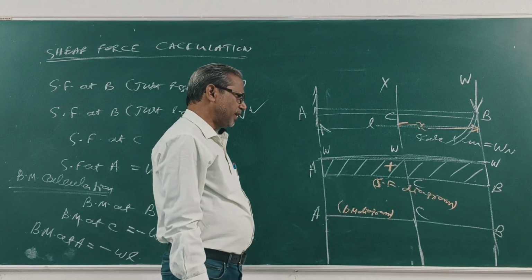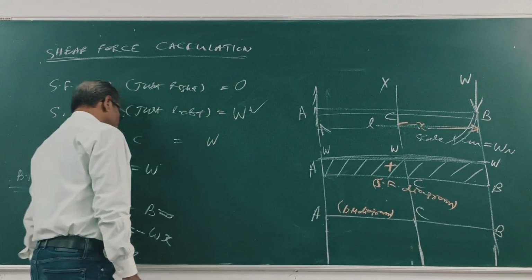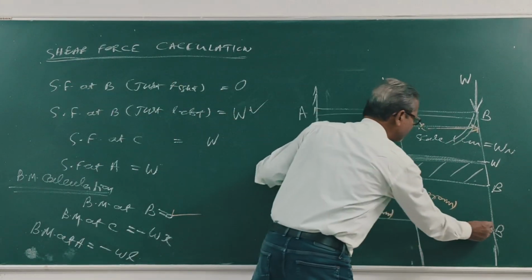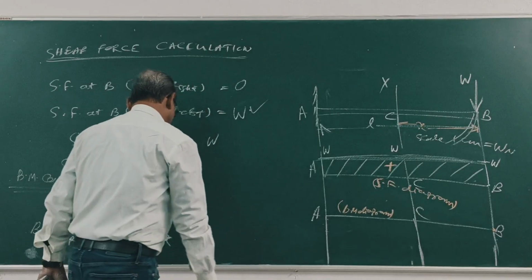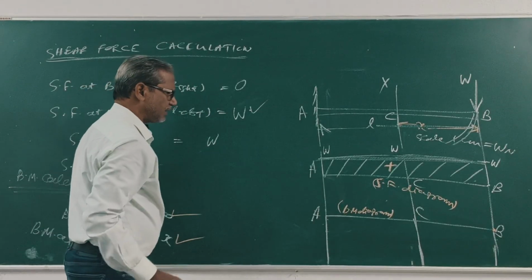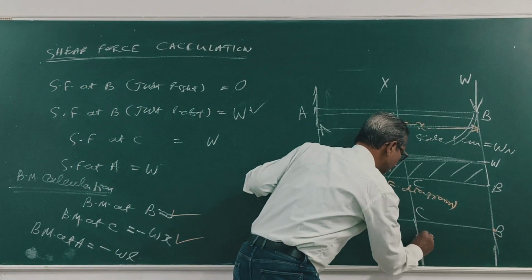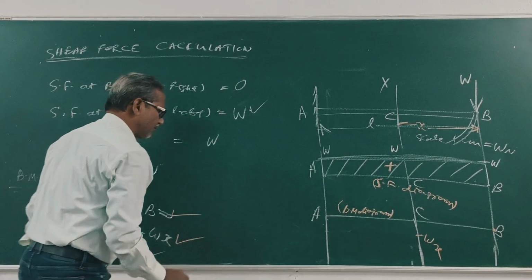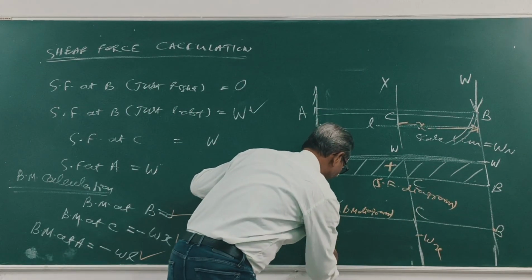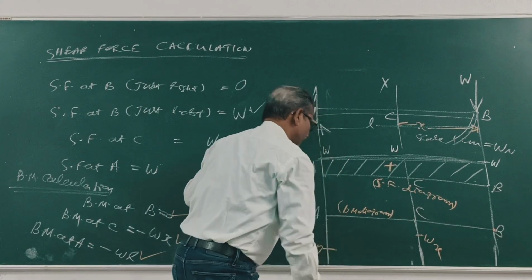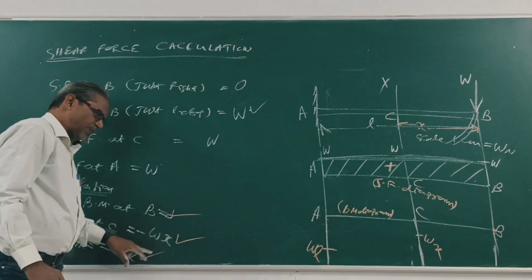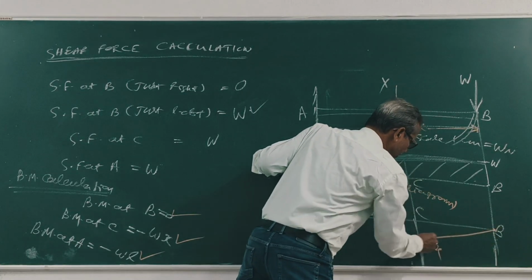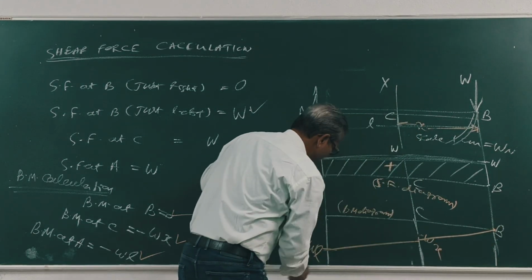Now for the bending moment diagram. At B, 0. Clear? At C, minus W x. Suppose this is minus W x. At A, minus W L. Suppose this is minus W L. This is first degree in x, so all are straight lines. So 0, W x, W L.